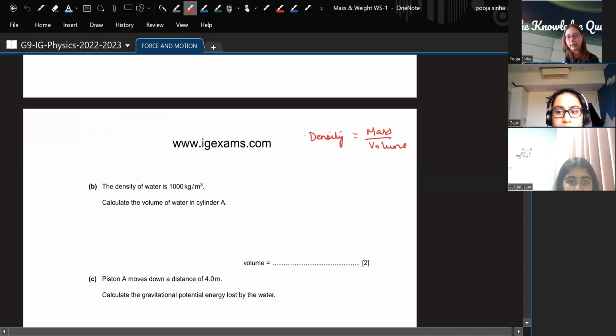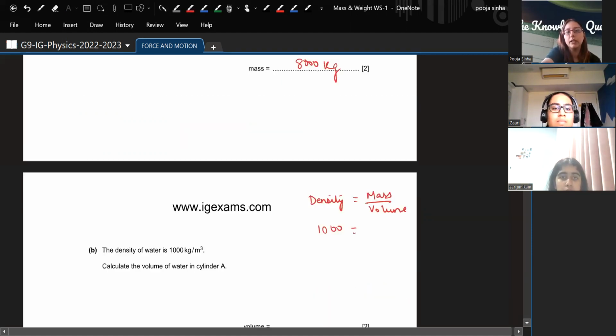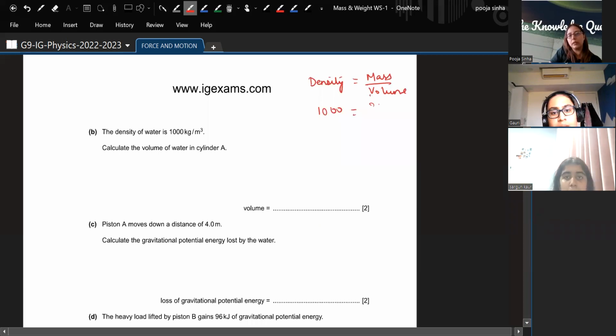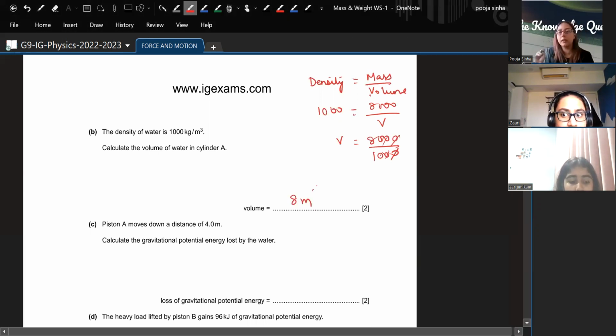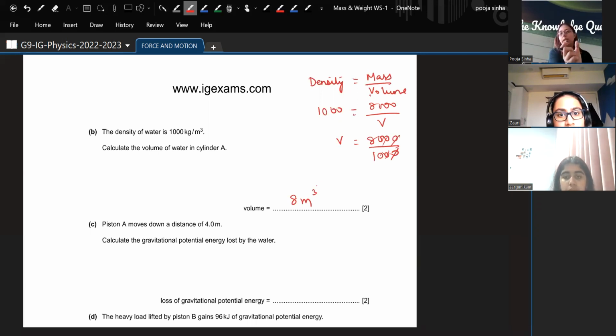So all you need to do is write down the formula, plug in the values. So this is 1000. Mass we already calculated in part A, so that becomes 8000 upon the volume, which we need to find out. So V is equal to 8000 upon 1000. Cancel. What is the final answer? 8 meter cube. Clear? So formula, plugging in the values, then doing your calculation and writing your answer with the unit. These are the things to keep in mind.